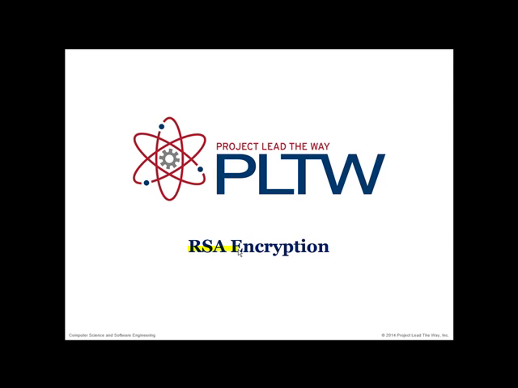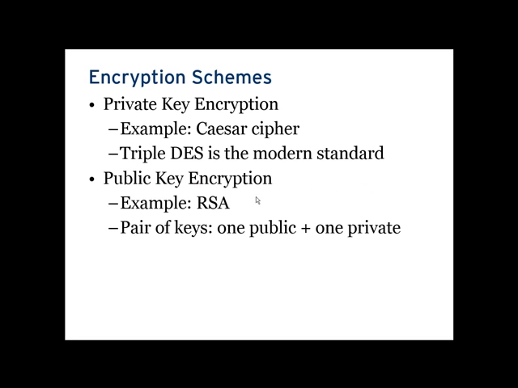Today's lesson is on RSA encryption. We're going to learn about two different types of encryption schemes. One is private key encryption. The example we learned about in class is a Caesar cipher.